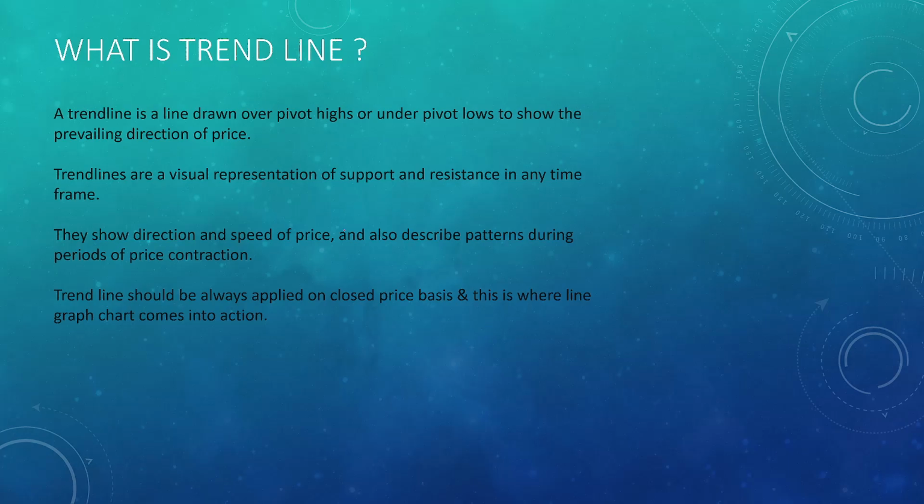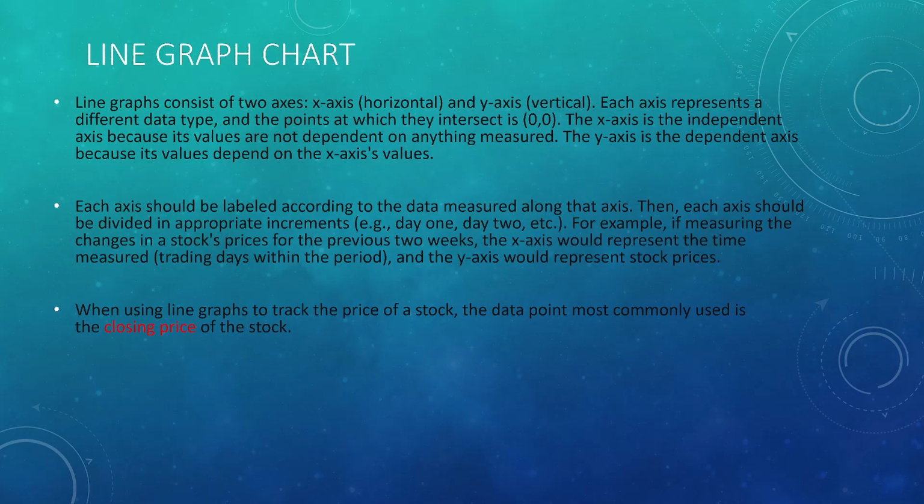But one must understand the most important point: you have to use a trend line only on a line chart, because the line chart is constructed on a closed price basis. Yes, this is the most important takeaway in this webinar. A trend line should always be applied on a closed price basis. That is where the line chart comes into action. Without wasting time, let's jump to the line chart graph.